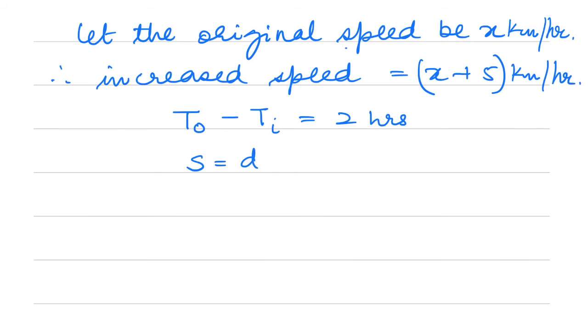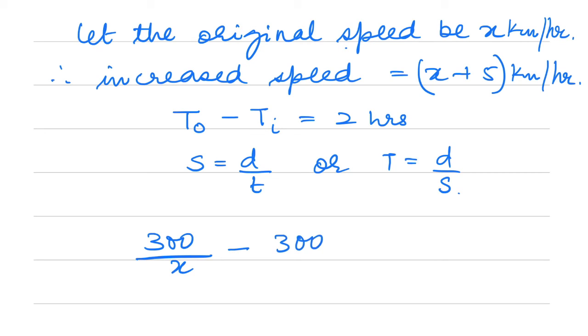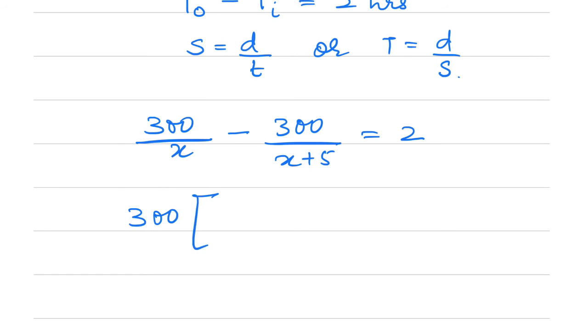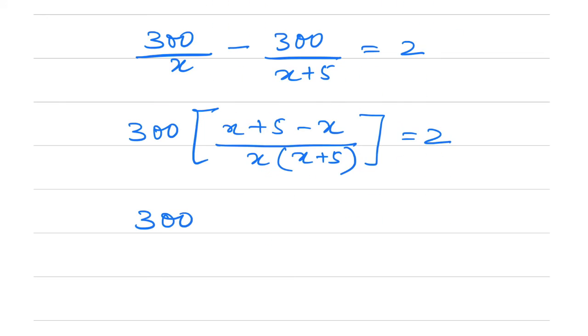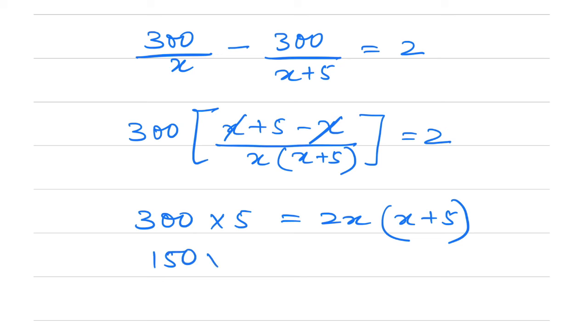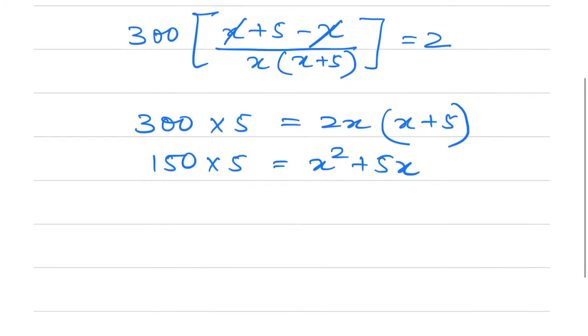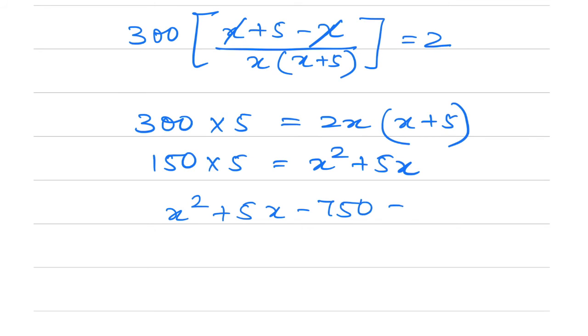hours. We know speed is equal to distance by time, or we can say time is equal to distance by speed. Now let's substitute. So original distance is 300 and original speed is x, minus distance is same again and speed is increased by 5. This is equal to 2. I can take 300 common, and here I can take LCM as x into x plus 5. This is equal to x plus 5 minus x is equal to 2. 300 and x and x gets cancelled, into 5 is equal to 2x into x plus 5. 2 common, so this would become 150 into 5 is equal to x square plus 5x. x square plus 5x minus 750 is equal to 0.